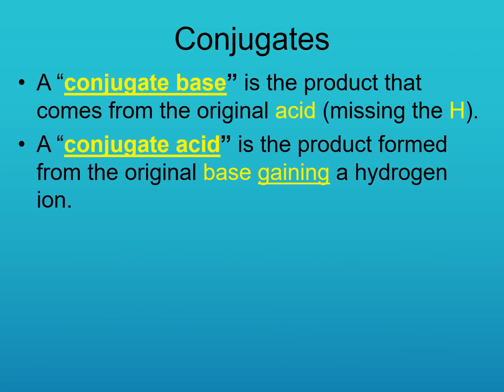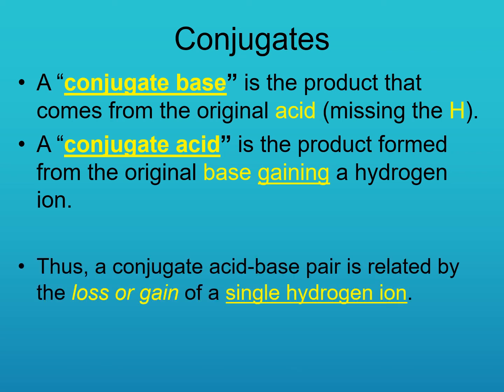All right, so I don't know if you've heard of this word before, but we have what we call a conjugate base and a conjugate acid. So a conjugate base is the product that comes from the original acid, missing the hydrogen. A conjugate acid is the product formed from the original base, gaining a hydrogen ion. Thus, a conjugate acid-base pair is related by the loss or gain of a single hydrogen ion.